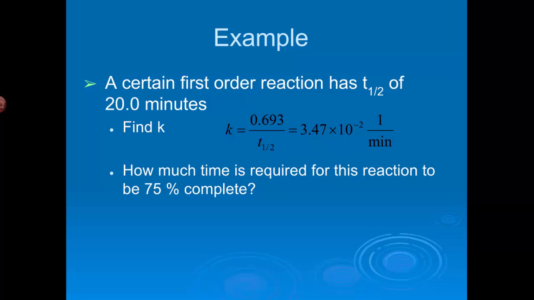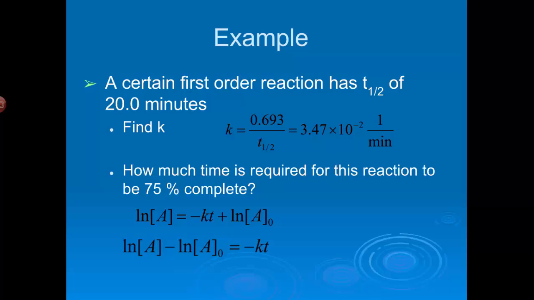Now, what about the second part? How much time is required for the reaction to be 75% complete? All right, so this takes a little bit more thought. What's going on if it's 75% complete? All right, well, let's think about it. Here's our first order rate equation. Here's how I got the other version of it in the calculation that I showed you a little while ago.